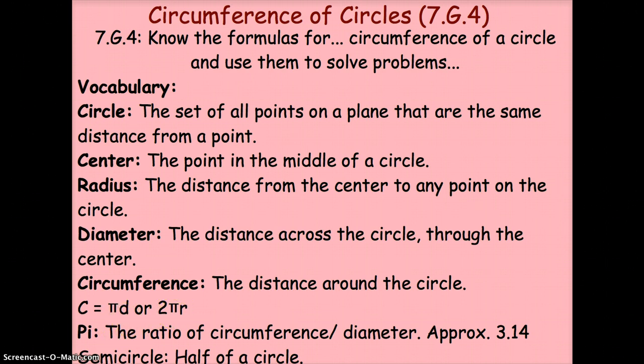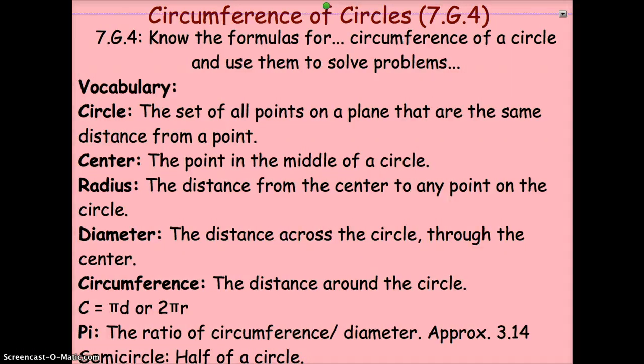And then finally we have pi, which you remember from last year, the ratio of the circumference divided by the diameter. We use 3.14 as our approximation for pi, but remember that's not pi exactly, it is an approximation. And our last word down here is semicircle, half of a circle. Go ahead and make sure you get all of that written down, and then we'll go ahead and take a look at the next page.